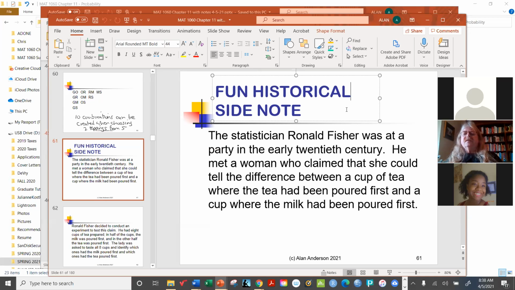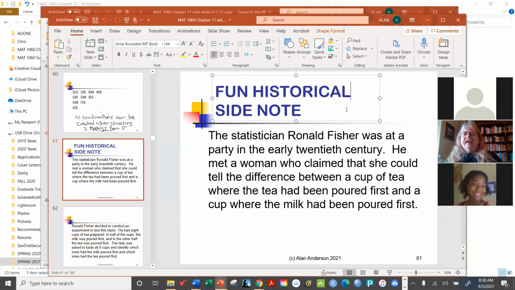So what happened was, apparently when they brought the teas around, one lady in the party complained that the waiter put the tea and the milk in the wrong order. I think the problem was that she said he poured the tea into the milk or something. Anyway, there's something about it she didn't like. But the bottom line is that she claimed that she could tell the difference between whether the tea was poured first and the milk second, or the other way around.